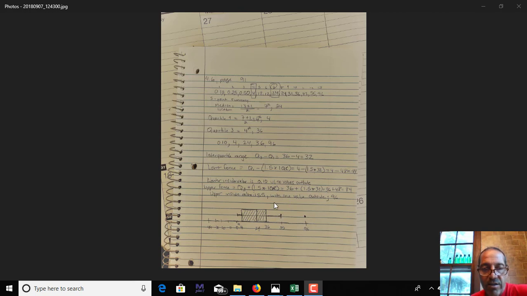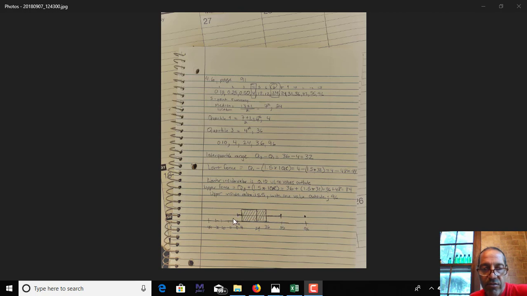And here we're going to make what's called an upper fence. So in this case, the upper fence is quartile 3 plus 1.5 times the interquartile range. Quartile 3 value is 36 plus 1.5 times 32, so that's 36 plus 48, which gives us 84. And the closest value inside of 84 is 55, right? So our upper inside value is 55, just like our lower inside value was 0.10.